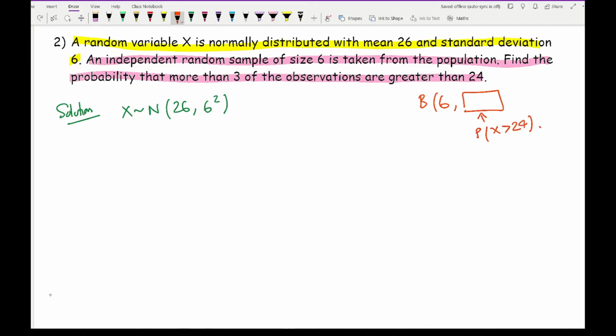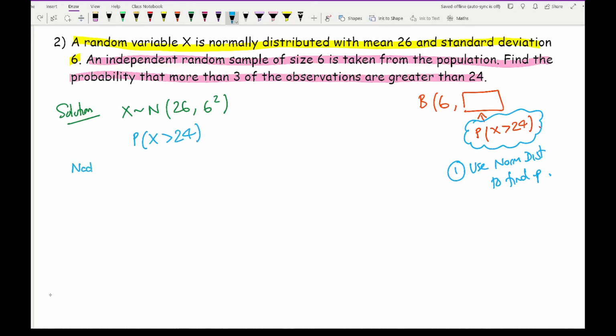So first things first, I need to use the normal distribution to find this. So use normal distribution to find P. And that is the very first thing that I then need to do. So with this parameter, I need to work out the probability that x is greater than 24. Now I can use my calculator for this. So I'm going to use NCD on the calculator.